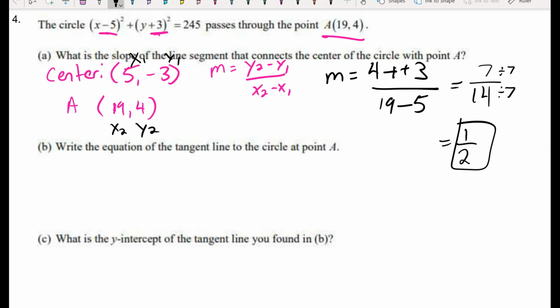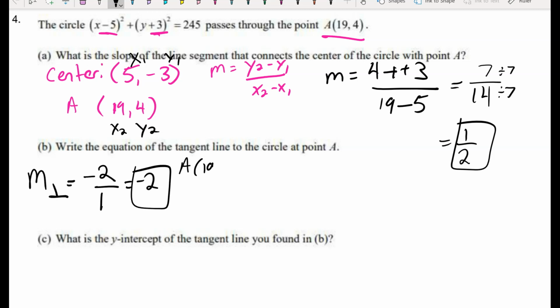Now for part B, it asks me to write the equation of the tangent line at A. Well, remember the tangent line and the radius are going to be perpendicular. So the slope perpendicular to a line that has a slope of 1/2 should be the negative reciprocal, which is negative 2 over 1, or just negative 2. And if that's the slope, and I know one point that's on the line, (19, 4), I can plug into point slope form, which is y minus y1 equals my slope times x minus x1.